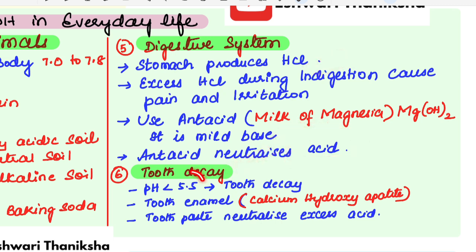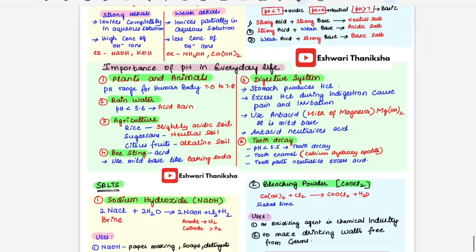Then tooth decay. If the pH is less than 5.5, then tooth decay will happen. So and then tooth enamel is made up of. This point you have to make a note. So this can be asked for 1 mark. Calcium hydroxyapatite. So why we are using toothpaste is to neutralize excess of acid. So toothpaste will be basic in nature. If acid is present, it will neutralize the acid.